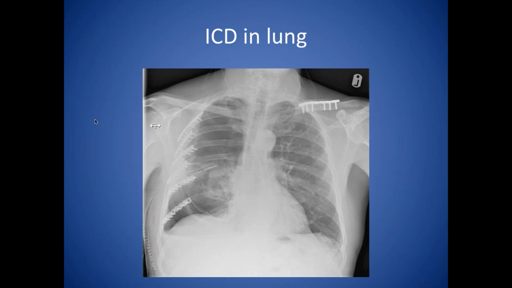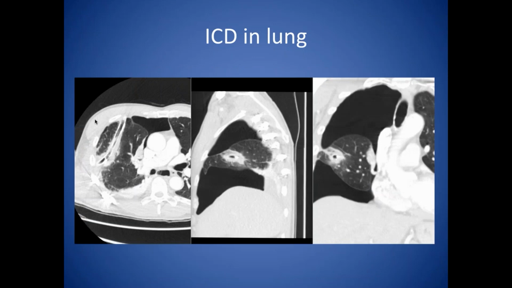Now, it's very good if you can pick this up on a chest x-ray, but sometimes you need a CT to work it out. And this particular patient had the drain inserted into the lung. You know it's in the lung and not in the fissure because you've got hemorrhage around the drain.